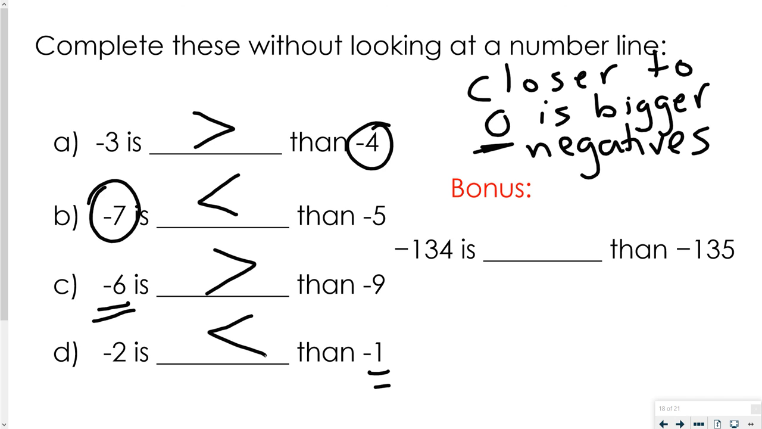We can do this with any kind of number. So take a look at -134 and -135. This one's a little tough because they're right side by side. But if you follow the pattern from 0, -1, -2, -3, -4, and so on, which one of these, -134 or -135, is closer to 0? It's going to be -134, so that is bigger than -135.